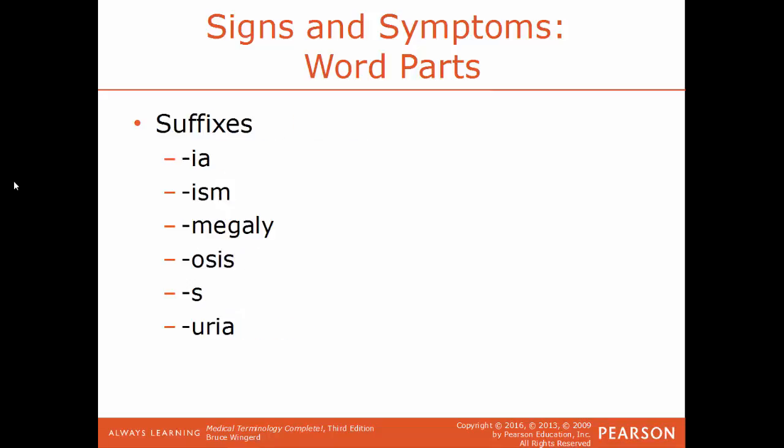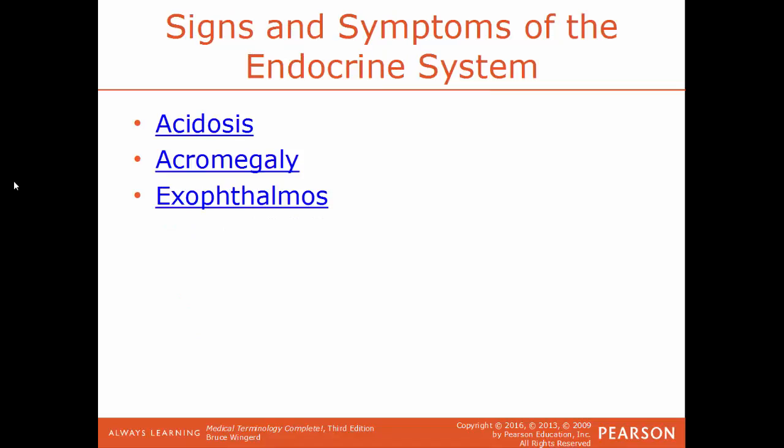Some common suffixes you'll see. IA is a condition. Ism is a condition or a process. Megaly is the abnormal enlargement. Osis is an abnormal condition. S is a suffix that would make many terms plural. And urea is a reference to urination or the condition of urine. Alright, now we'll talk about some particular signs and symptoms of the system.